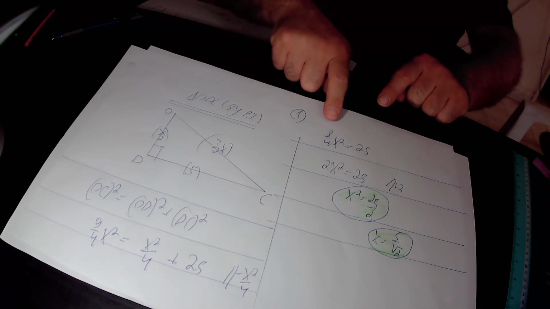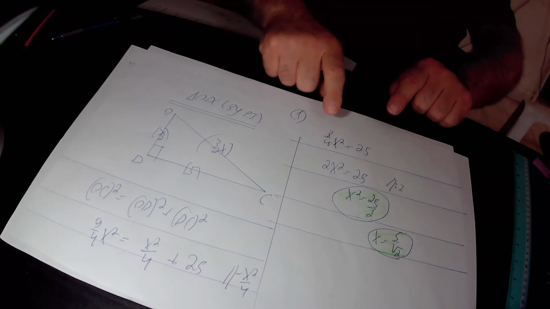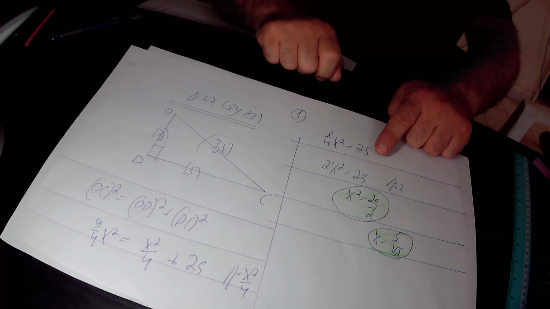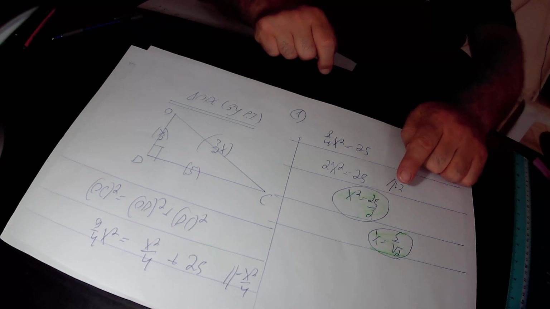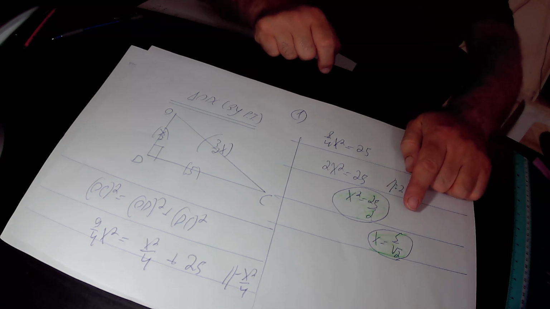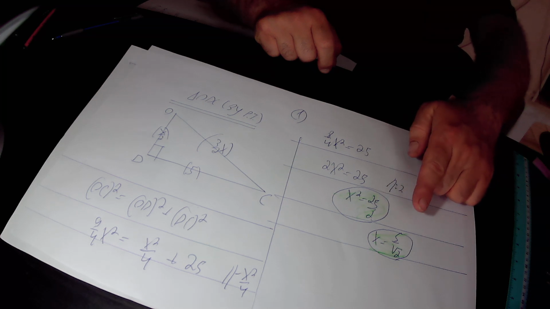8 over 4 is 2, so in total this expression equals 2x squared, that is equal to 25. Here we divided this equation by 2 and finally found that x squared equals 25 over 2. Here we took the square root of this equation and finally we get that x equals the square root of 25, that is 5, over square root of 2. So in total we found that x squared equals 25 over 2 and x equals 5 over square root of 2 units in length.